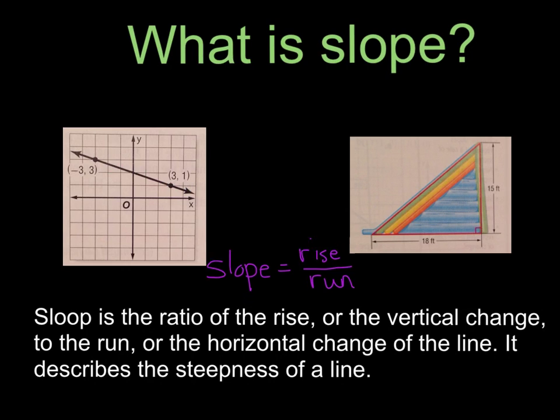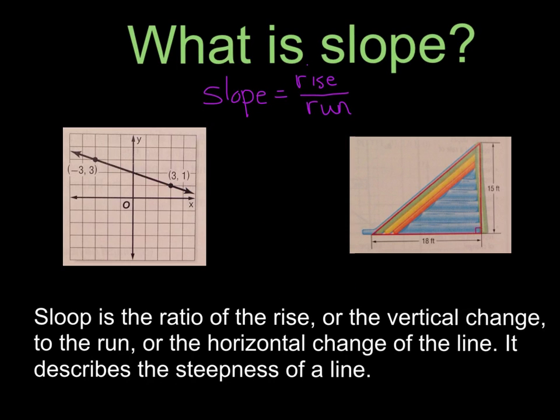When we find slope, we write it as a ratio. So here you can see I've written slope equals the rise over the run. Now the rise is the up and down change of a line. Or if we have that line on a graph like this, it's the up and down change, which would be the change in the y-axis from one point to another point on the line.